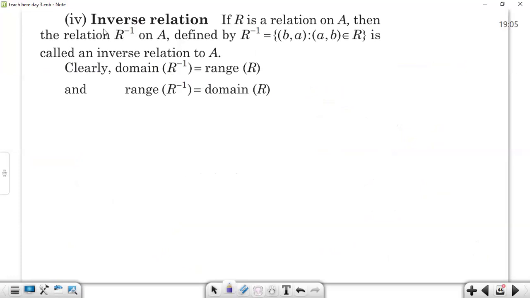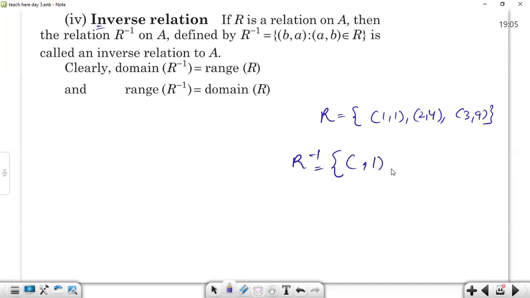Okay. Inverse relation is simple. If there was a relation written like this, the inverse relation is simply the domain, which was 1, 2, 3, written in the form of second element, and the range, which was 1, 4, and 9, will be written first.